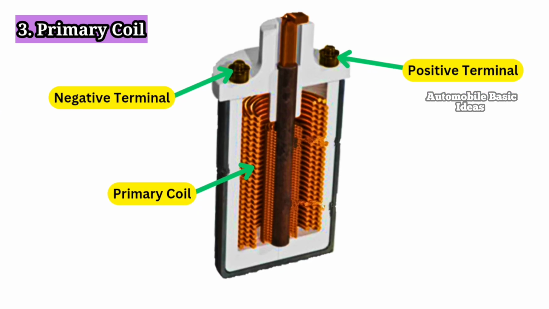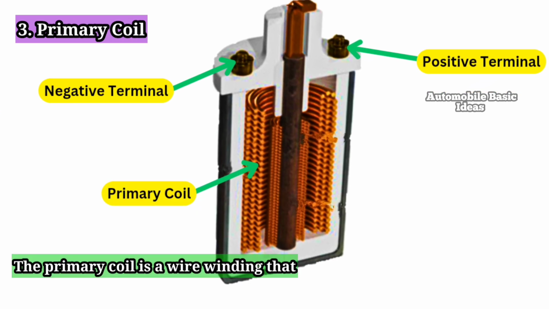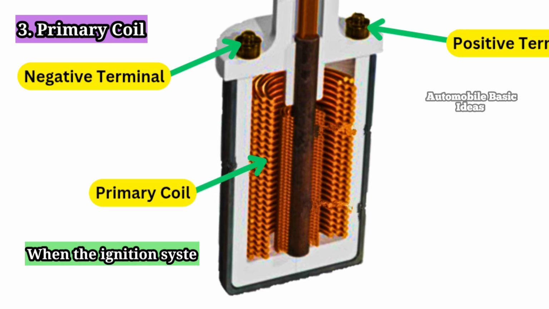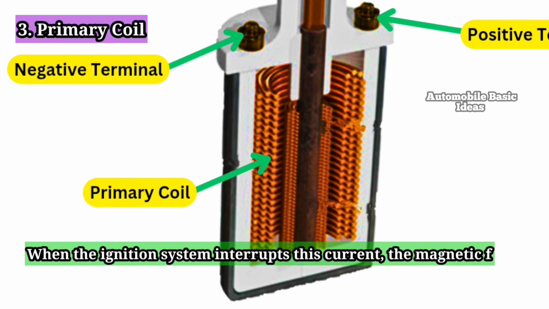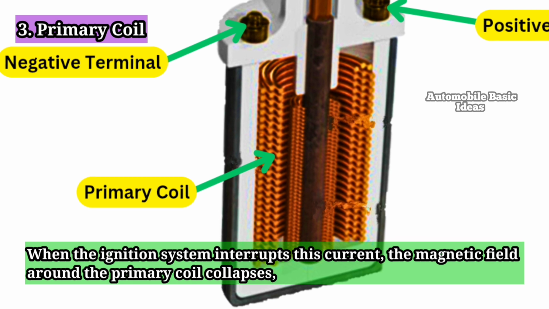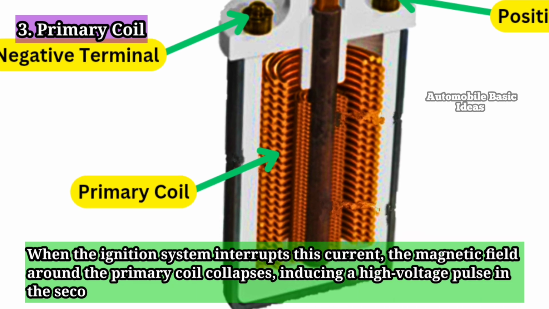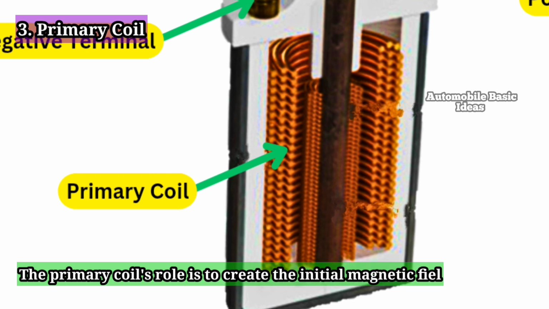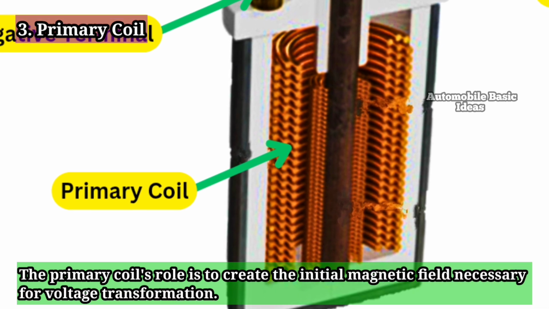3. Primary coil. The primary coil is a wire winding that receives low voltage current from the battery. When the ignition system interrupts this current, the magnetic field around the primary coil collapses, inducing a high voltage pulse in the secondary coil. The primary coil's role is to create the initial magnetic field necessary for voltage transformation.